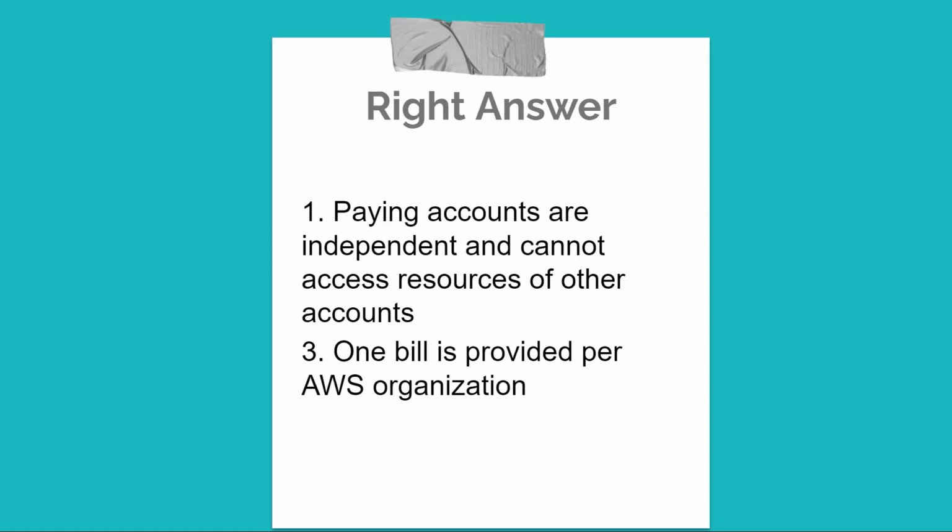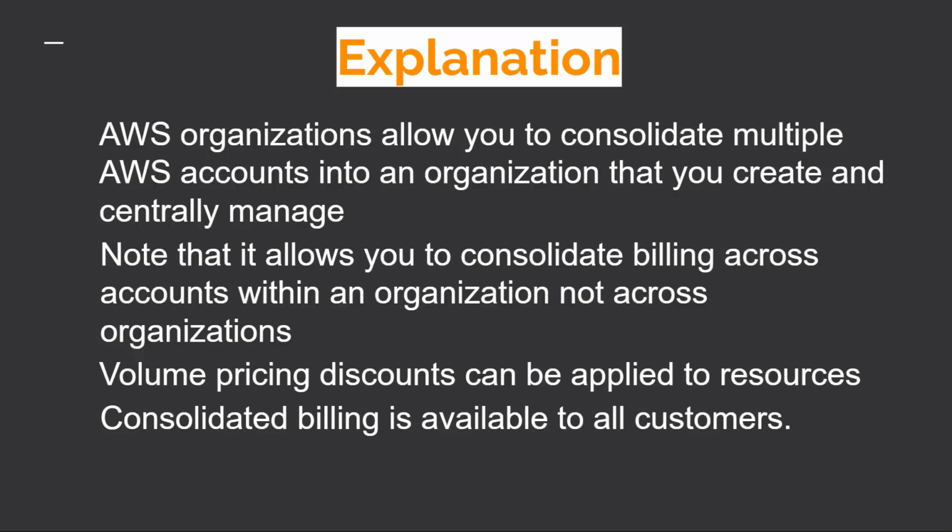Right answer is 1. Paying accounts are independent and cannot access resources of other accounts. 3. One bill is provided per AWS organization. Explanation. AWS Organizations allow you to consolidate multiple AWS accounts into an organization that you create and centrally manage. Note that it allows you to consolidate billing across accounts within an organization, not across organizations. Volume pricing discounts can be applied to resources. Consolidated billing is available to all customers.